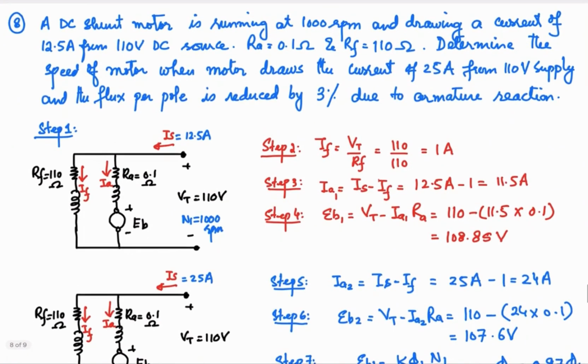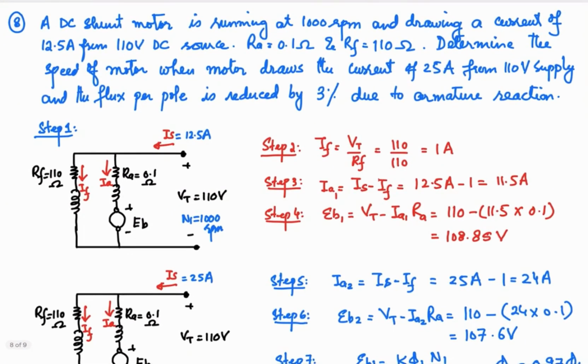Okay, so our next example is related to the DC shunt motor that is running at 1000 RPM and drawing a current of 12.5 ampere from a 110 volt DC source. Armature resistance and field resistances are given. The speed of the motor when it draws the current of 25 ampere from the 110 volt supply is to be determined, and because of the change of the load, the flux has changed, and that is to be considered 3% due to the armature action. Armature action is going to take place when you change the load, and we have discussed the armature action in detail in the theory class.